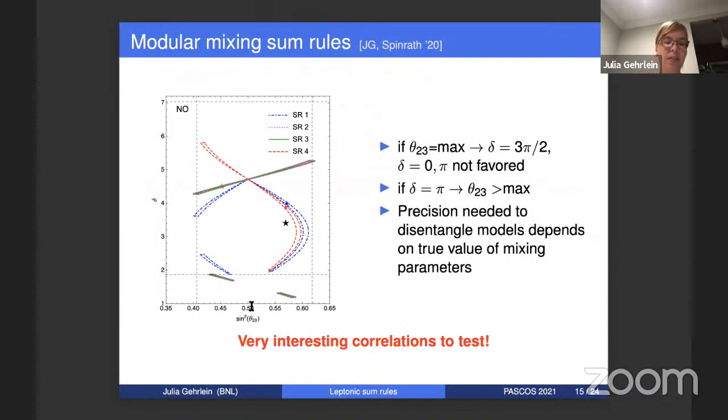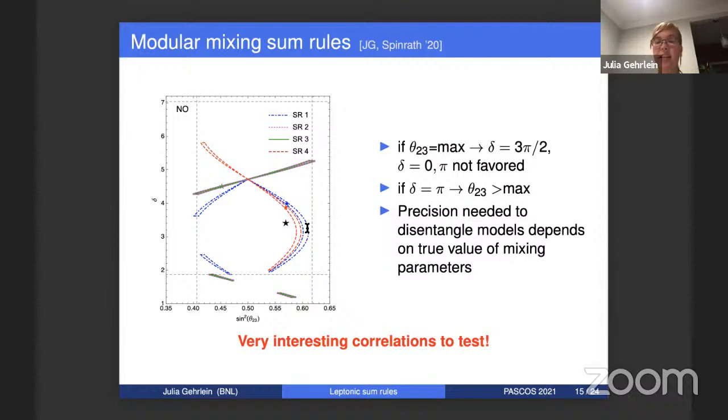Moving on to θ23 and delta. Here I show again the predictions of the models with the black star, the global best fit point, and the colored stars, the best fit points in the models. We see that θ23 maximal corresponds to only this point here, which has delta equal to 3π/2. Additionally, CP conserving values for delta, meaning delta equal to 0 or π, are not favored in these models. In fact, if delta is equal to π, it also means that θ23 is larger than maximal.